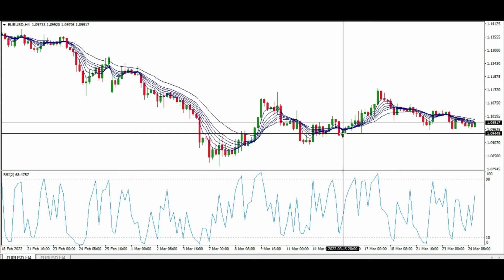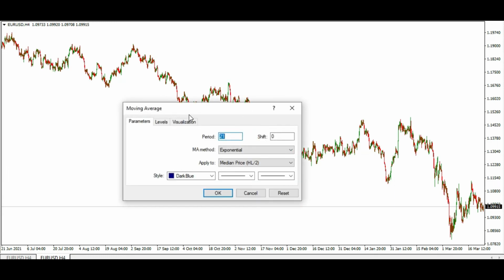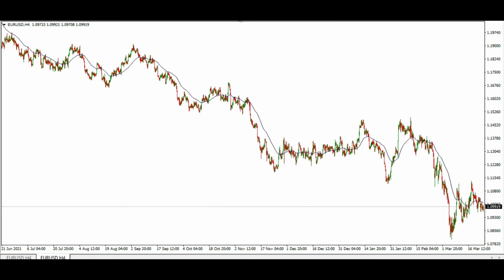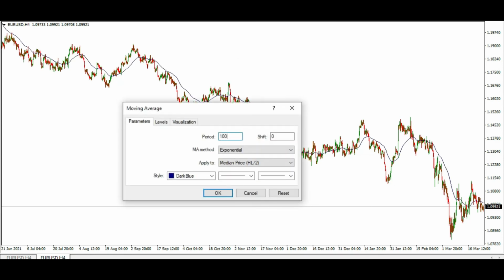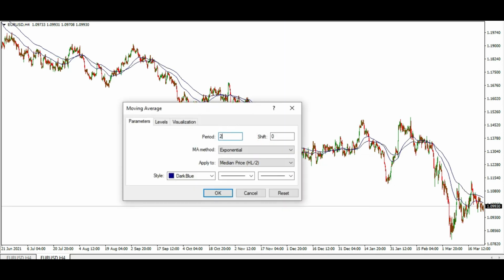And this is the Papaya strategy. And actually, a lot of big hedge funds use this strategy in a different way, and now I will show how. For example, this is the naked EUR/USD chart. And what do the big dogs do? They put, for example, 50. Then they put 100. And they put 200.